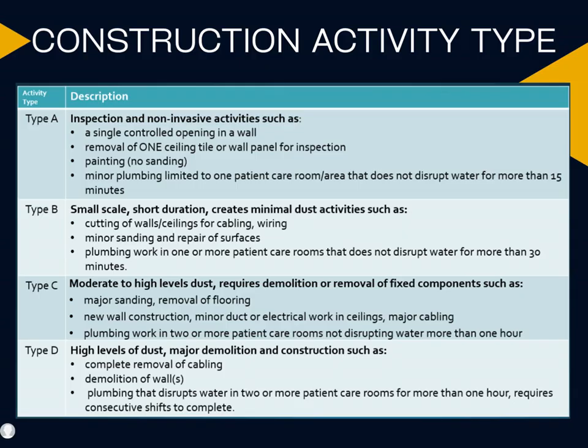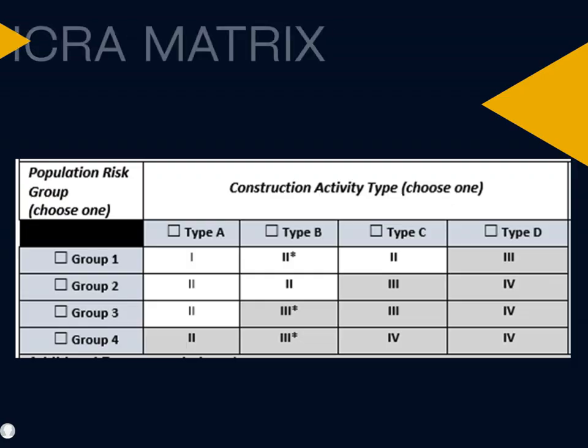Type C involves a moderate level of disruption. These activities often generate noticeable dust, noise, or vibration and may require temporary barriers, partial service shutdowns, or enhanced protective measures. Type D represents the most invasive category. It includes major construction or demolition activities that produce high levels of dust and debris, result in significant service interruptions, and pose the greatest risk to building systems, occupants, and ongoing operations.